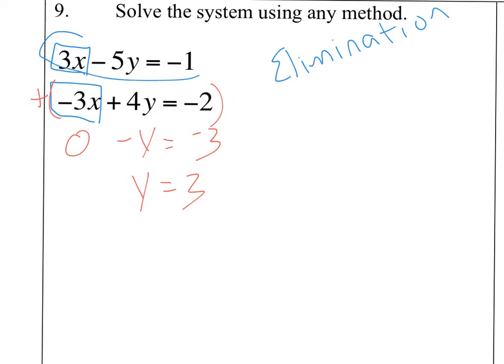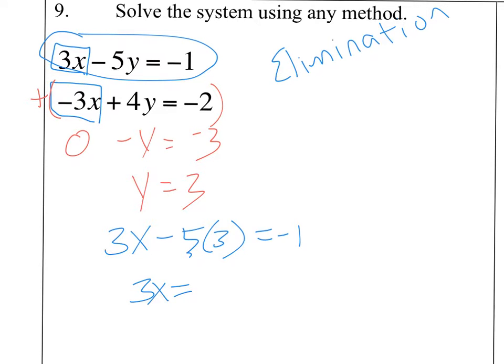Okay, I'm going to plug this back in. So 3x minus 5 times 3 is negative 1. I'm going to add 15 to both sides. I get 3x is equal to 16. Means x is 16 over 3. Except then I learned that I couldn't actually add, and adding 15 to both sides to get rid of that is going to end up giving me 14, not 16, so that's 14 over 3.